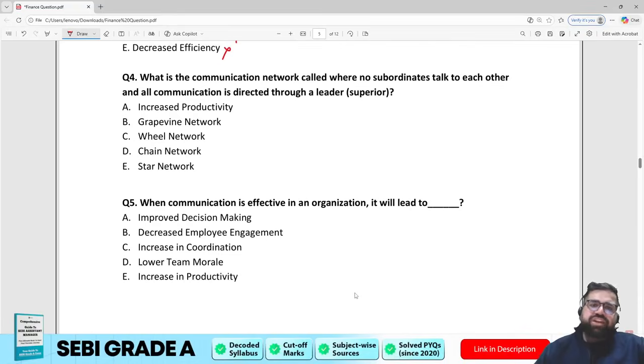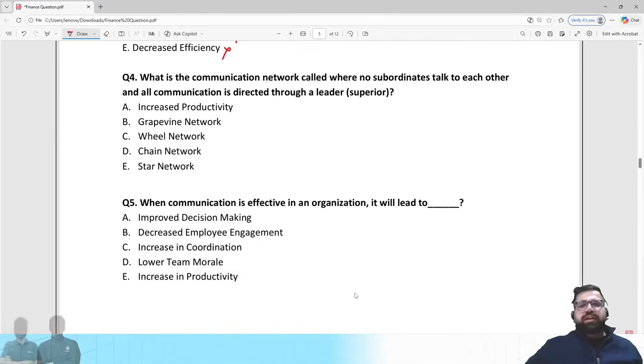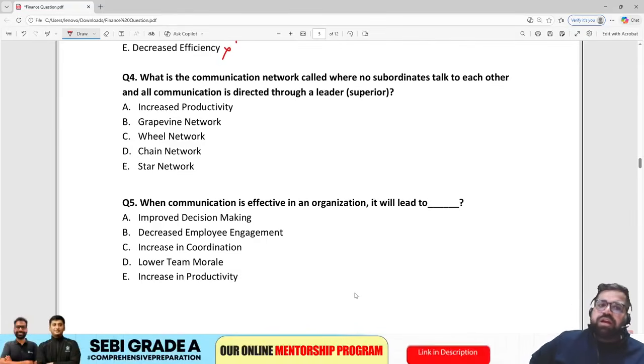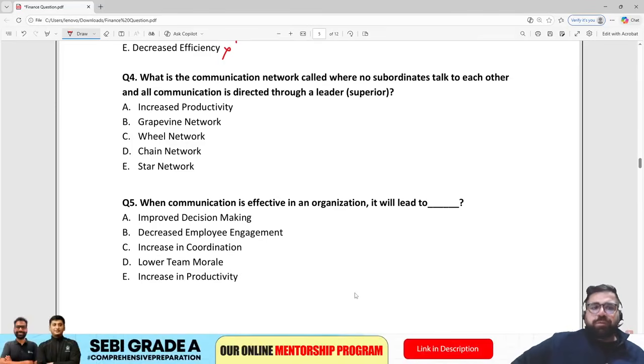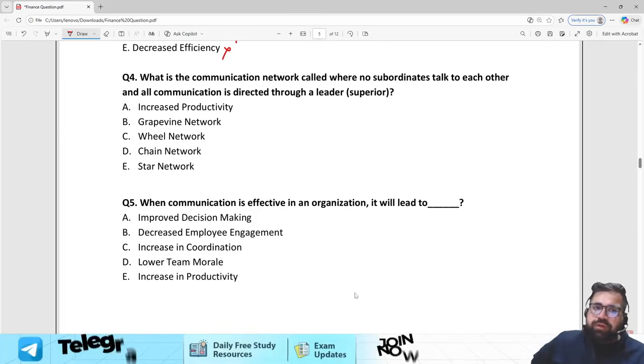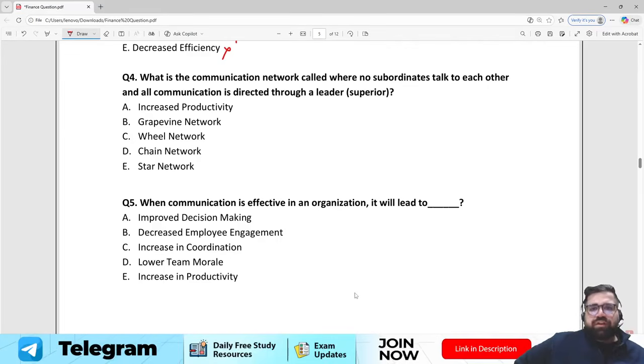What is the communication network called where no subordinates talk to each other and all communication is directed through a leader? I am talking about question number 4. So what is the communication network called where no subordinates talk to each other and all communication is directed through a leader or a superior? This we call as wheel, right? So the answer will be option number C.